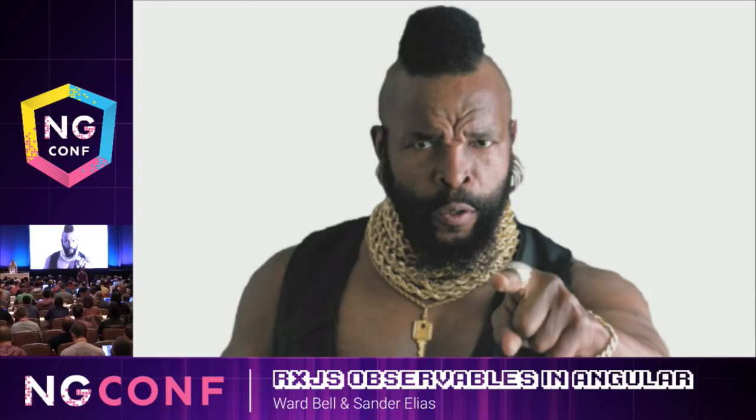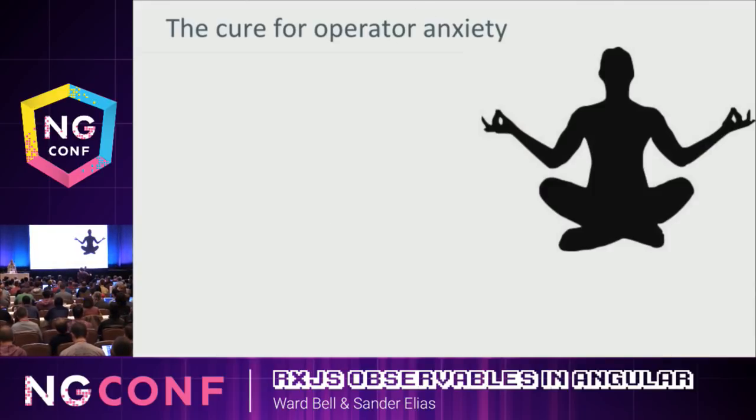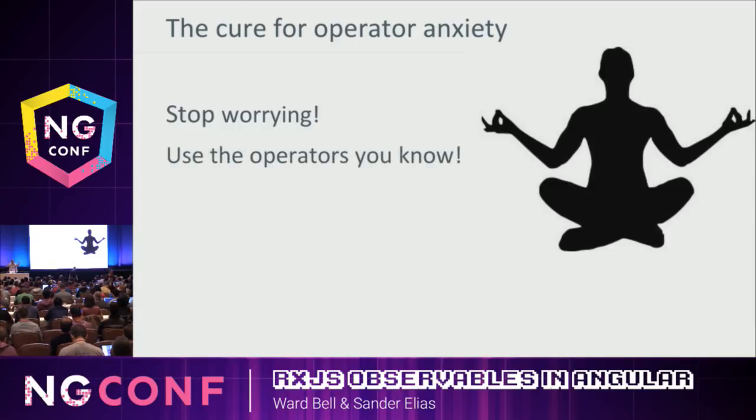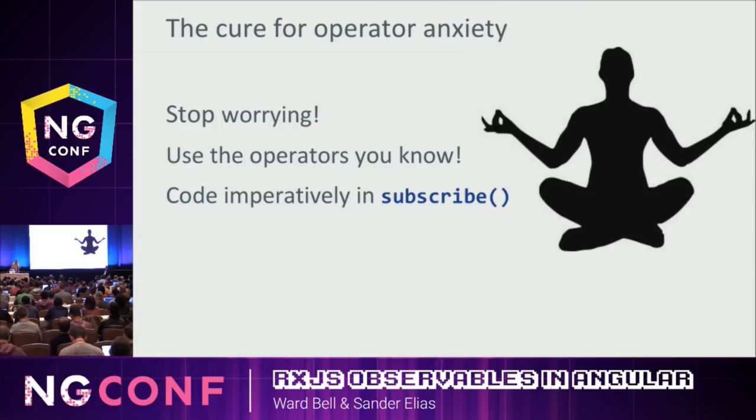Anyway, there's a cure for operator anxiety, which some of us have, and it begins with stop worrying, which is about as good advice as keep your eye on the ball. Yeah, that's a good idea. But really, just use the operators you know and let go of what you don't know. And when you get stuck, you can always code imperatively in the subscribe method. And we're going to show you the subscribe method. And when everything else fails you, just do it there. I mean, really, don't be a hero. Don't be an RxJS hero.